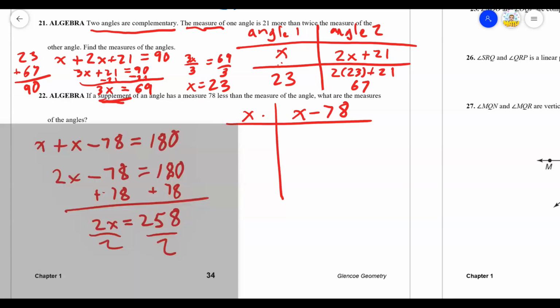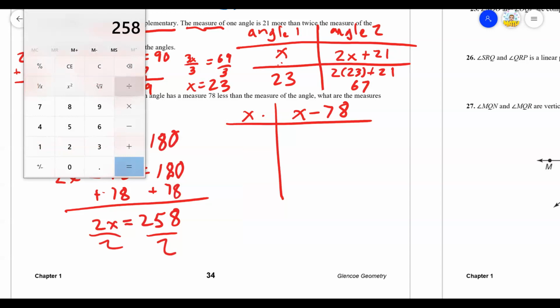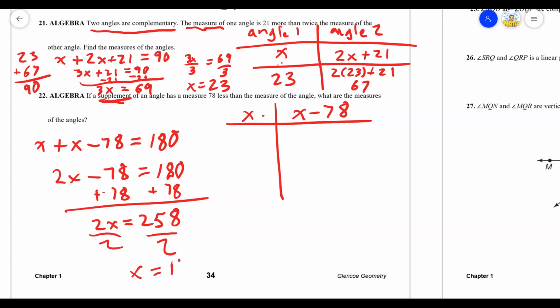So if I take 258 divided by 2, I get 129. So that's the first part of my answer, a 129 degree angle. And my other angle, there's two ways I could get it. I could do 129 minus 78. That should get me my other angle.